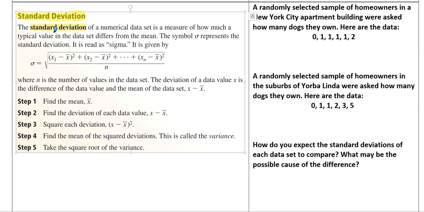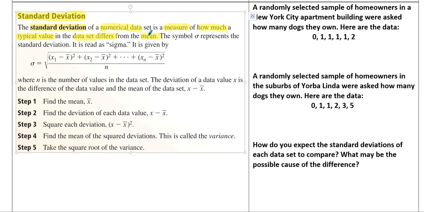Okay, standard deviation of a numerical data set, so that means we're dealing with numbers, is a measure of how much a typical value in the data set differs from the mean. Let those words sink in. That means the typical value, any value you just select, how different is that value than the mean? So what is that? Think about that.